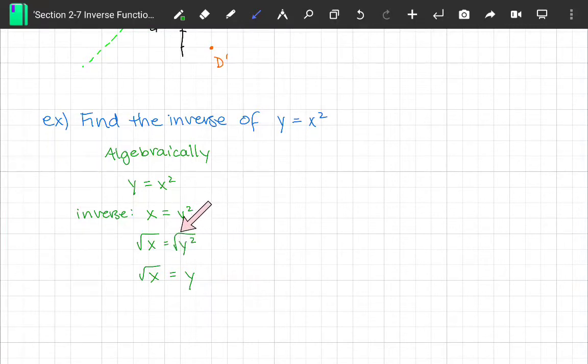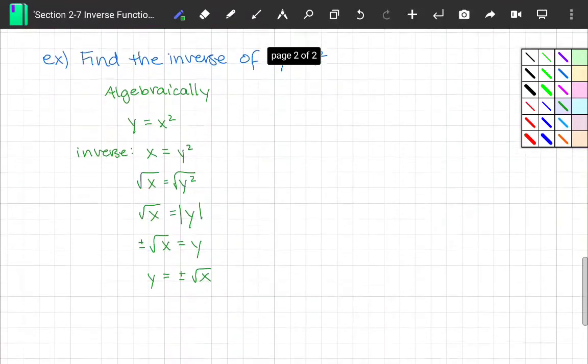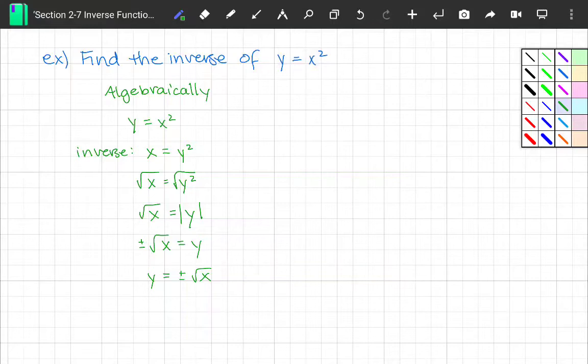Remember, when you do an even root of a variable, you have to think of the absolute value. And in this case, the absolute value does matter, so we're going to have plus or minus root x equals y. And just because it makes more sense to put the y first, I'm just going to reverse the order. So there we go. That's actually what the inverse of y equals x squared is algebraically.